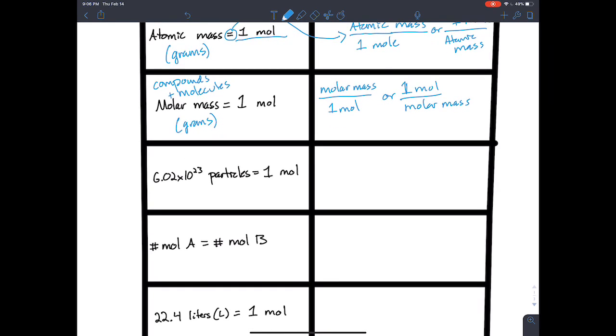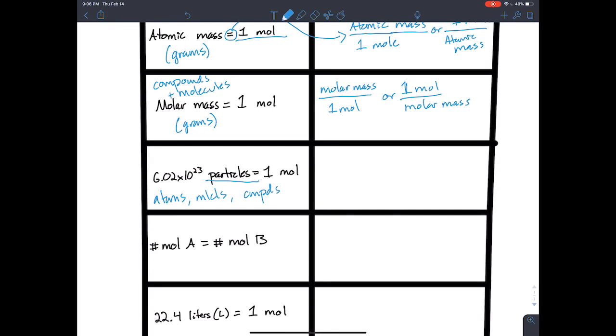We got 6.02 times 10 to the 23rd, one of the greatest numbers ever to go down, definitely top 5 numbers of all time. Avogadro's number. All right, we know what this is. So this is telling you that if you have Avogadro's number of particles, now, particles can be atoms, molecules, or compounds. Particles can be anything.